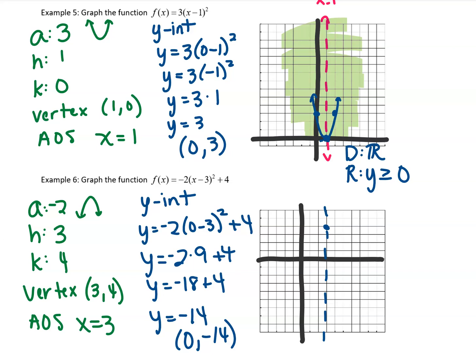So I could try plugging in a 1. So 1 minus 3 is -2. Squared is 4. That would be -8 plus 4 is -4. So I could use the point (1, -4), which would be here. And that might give you a little bit better grasp.